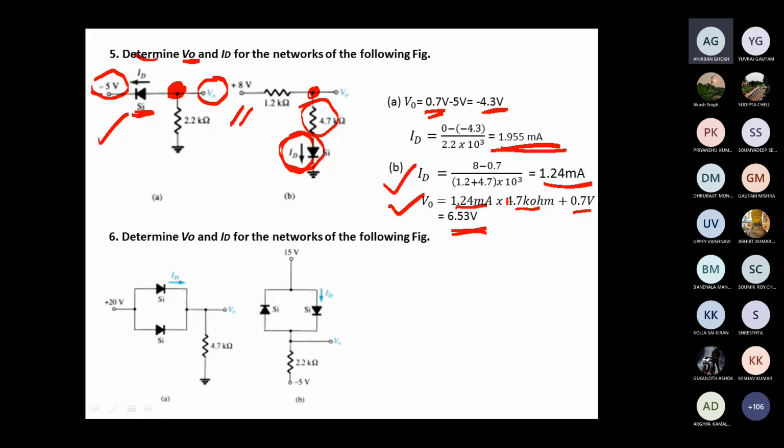Now, sir, interesting, this problem. Sir, will the silicon voltage add and then subtract from 20 volt? Try to solve. Sir, ID is 2.05. See?